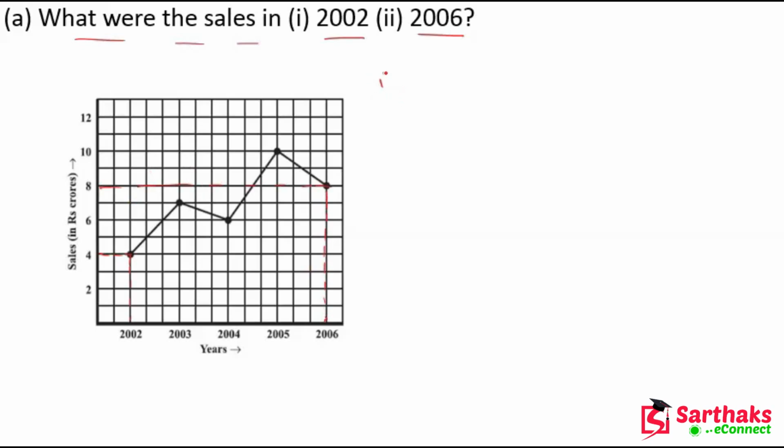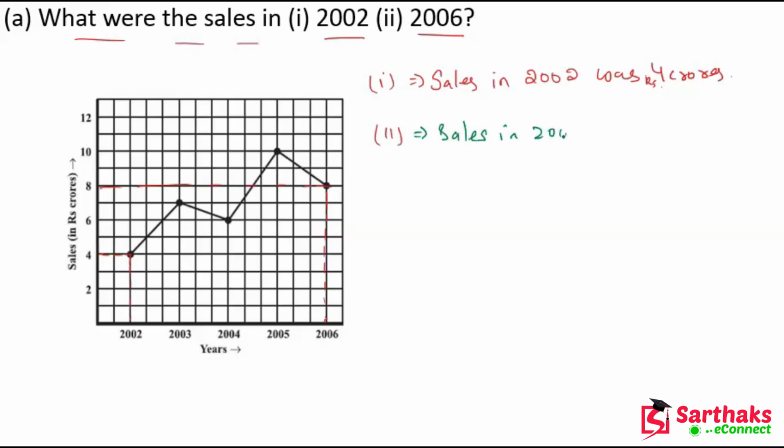So here we can write, first, sales in 2002 was 4 crores. Okay, so this is rupees. And in the second part, sales in 2006 was rupees 8 crores. Got it? Yes. Now next.